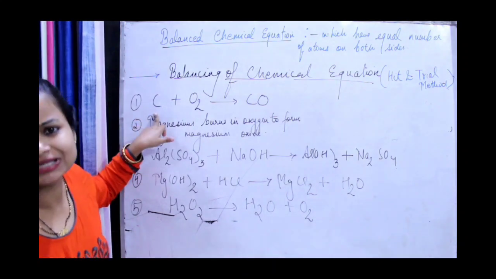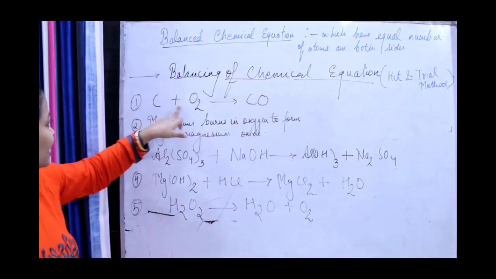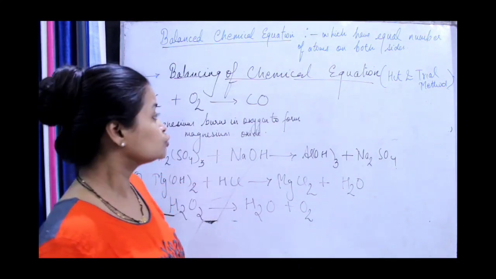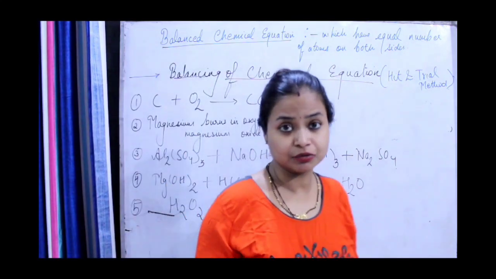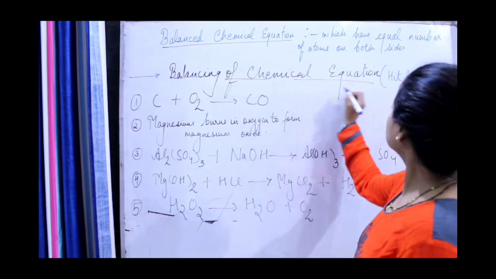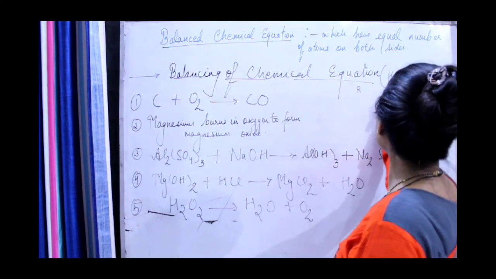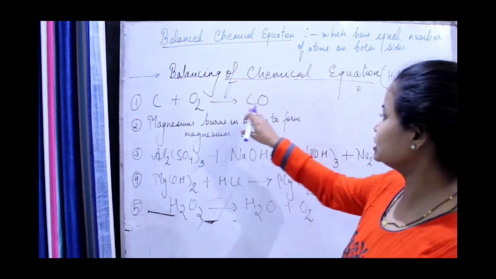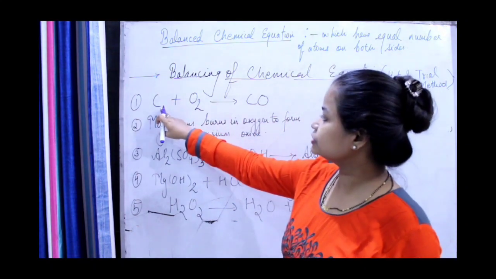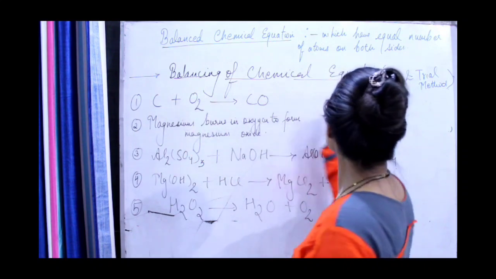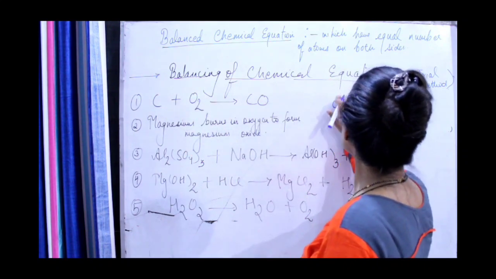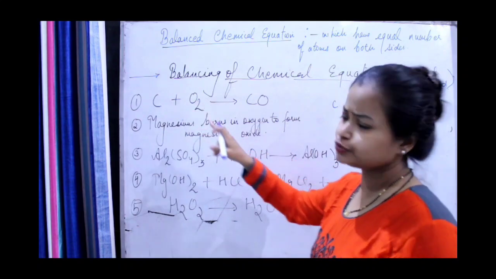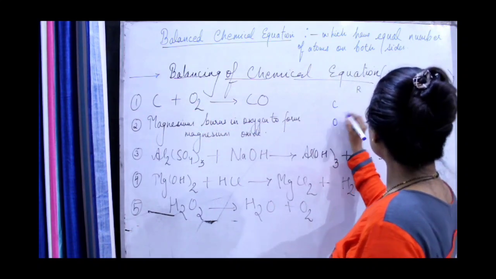The first one, the very simple one. When carbon reacts with oxygen, it gives CO, that is carbon monoxide. Okay, so according to the hit and trial method, what we have to do? First of all, we will write reactants and products, and the different elements. You can see now which atoms are there. That is carbon. Just pay attention over here. I'm trying to solve it here. And oxygen. Only 2 types of atoms are there.